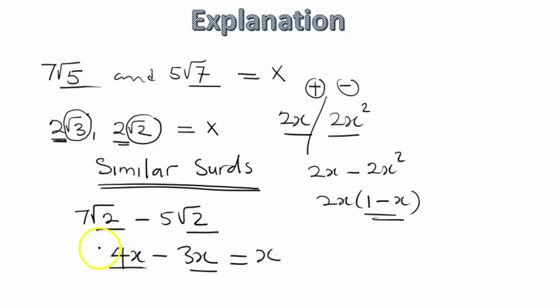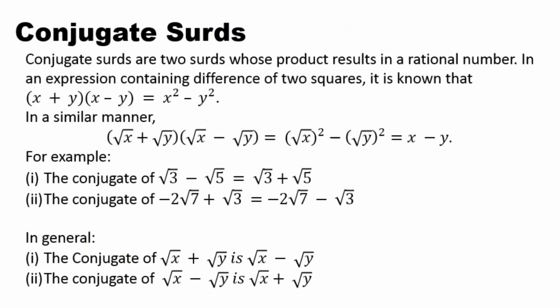All right. Another thing I want to show us is what we call the conjugate surds. Conjugate surds are two surds whose products result in a rational number. In an expression containing difference of two squares, it is known that x plus y multiplying x minus y is x squared minus y squared. That's the difference of two squares, right? So when we have an expression of surds like root x plus root y, multiplying root x minus root y, it is the same thing as root x squared minus root y squared, which is x minus y.